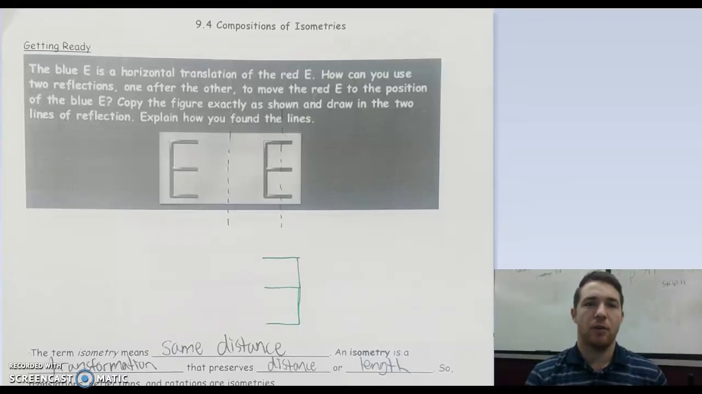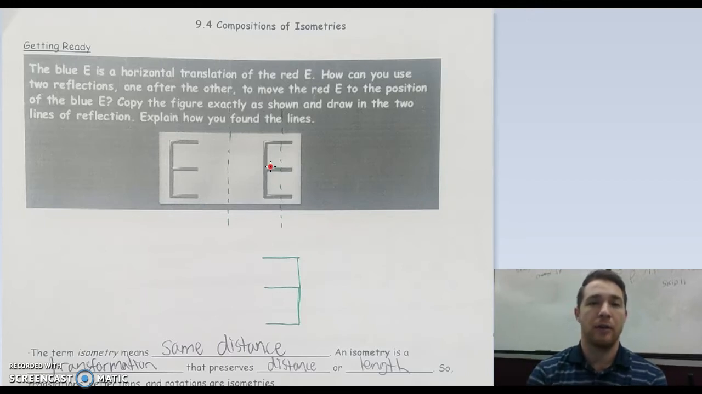In section 9.4, we're going to be combining what we've learned in 9.1 through 9.3, so translations, reflections, and rotations, and we're going to make compositions of isometries using those. So first question, just to look at it real quick, we know how to make this E fit onto the E on the right just by making a translation, sliding it over there.